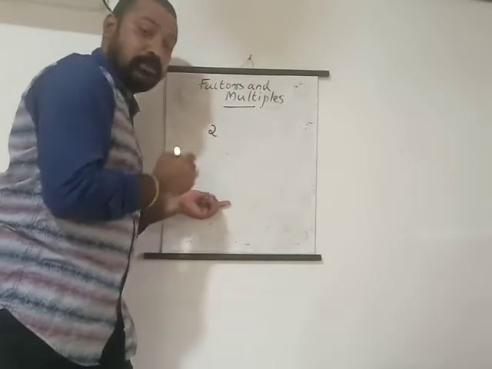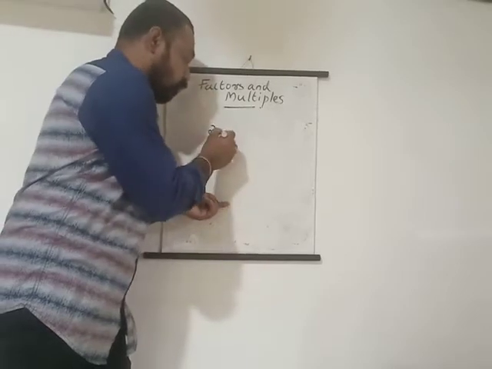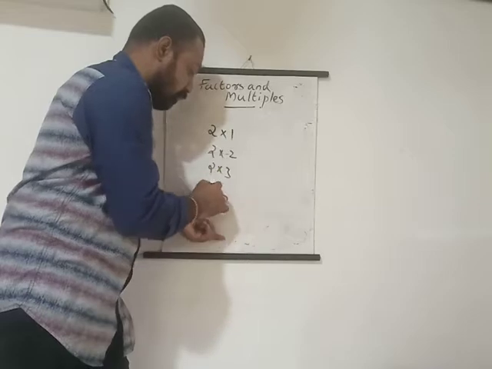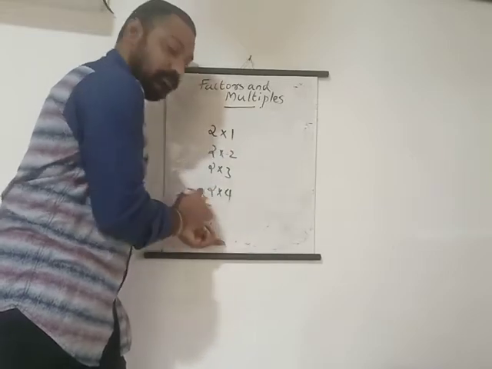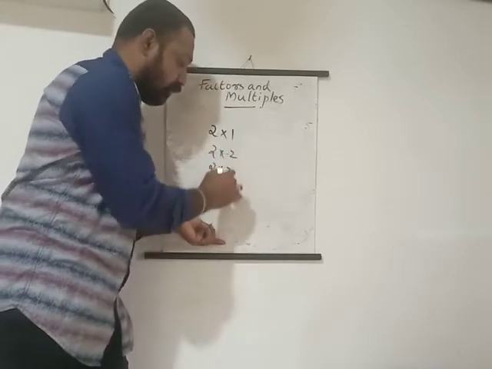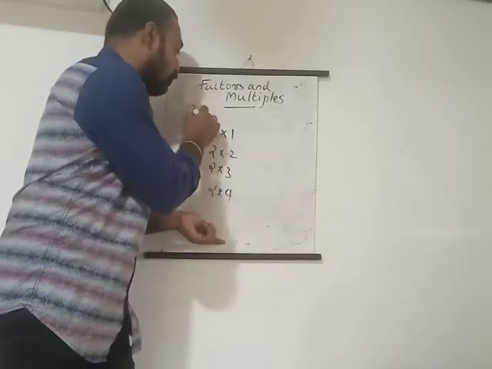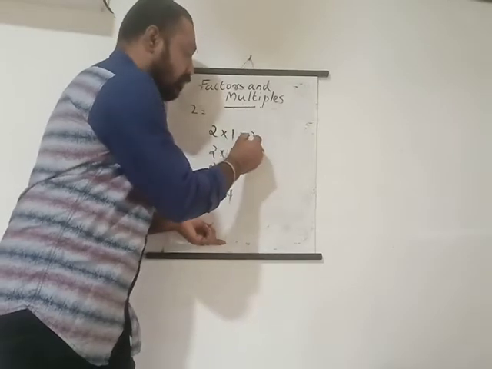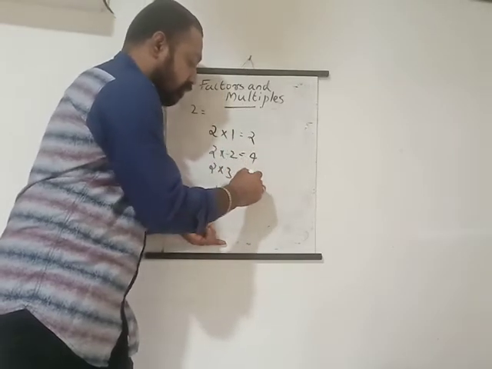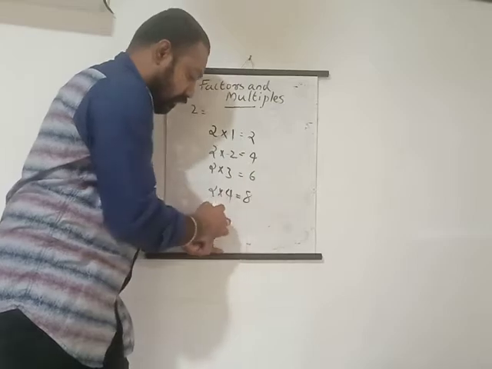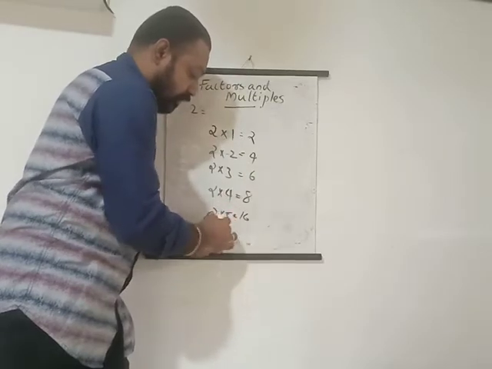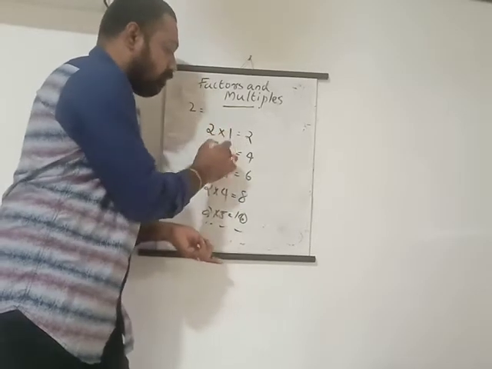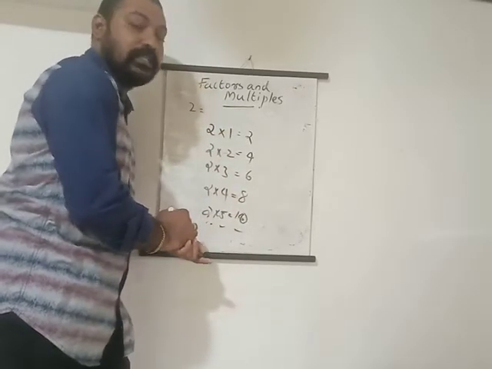What are the multiples of number 2? When you multiply 2 with the 1, 2 with the 2, 2 with the 3, 2 with the 4, you will get the multiples of 2. Okay. So what are the multiples of 2? 2, 4, 6, 8. Then 2 into 5, 10 and so on. Okay. So like that when you multiply 2 with the 1, 2, 3, 4, 5 numbers, you will get the multiples.